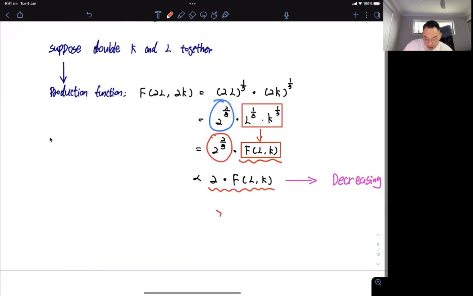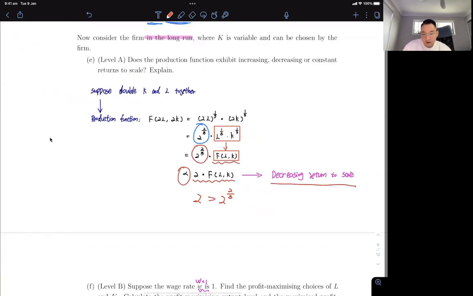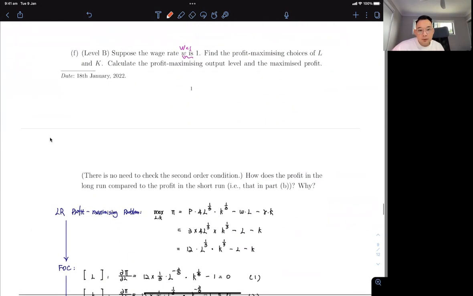Because 2 is greater than 2 to the power of 2 over 3, right? So if we have smaller, we know this is decreasing return to scale, okay? That's pretty simple. And question F, suppose that W equals 1, which is the wage rate.